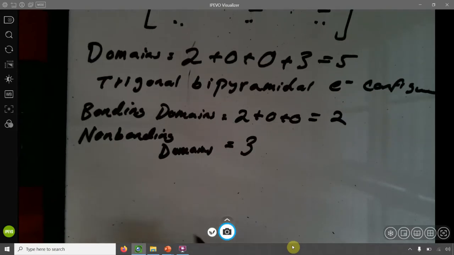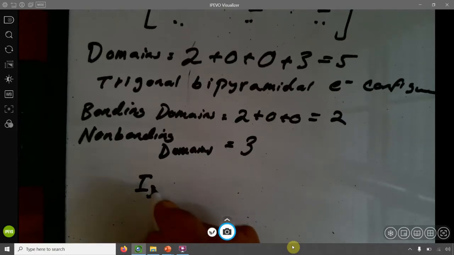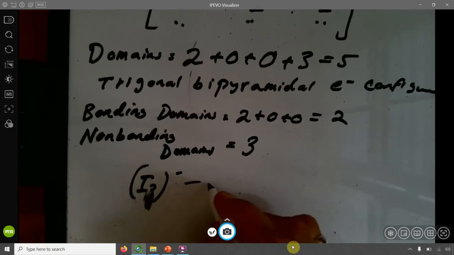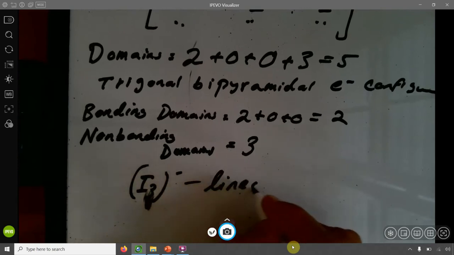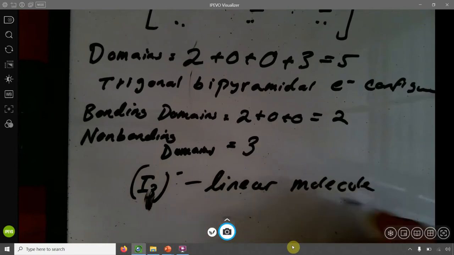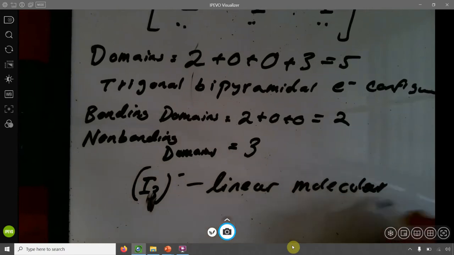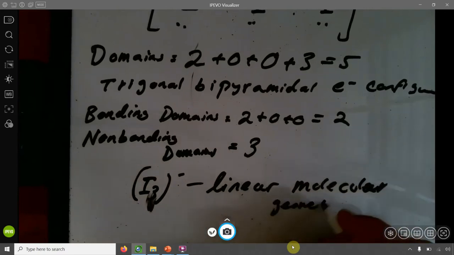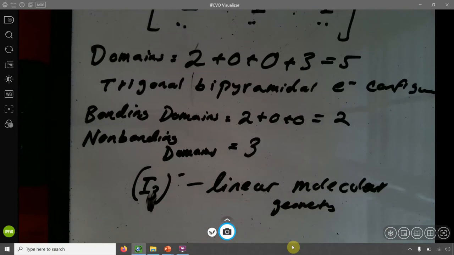So this thing, I3 minus, is actually linear. Linear molecular geometry. So it's actually going to look like a linear molecule. Okay, perfect. So I hope that made sense. All right, let's look.